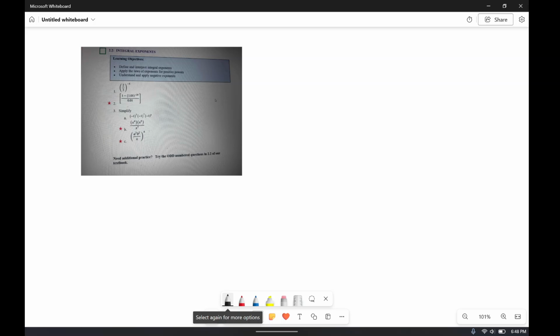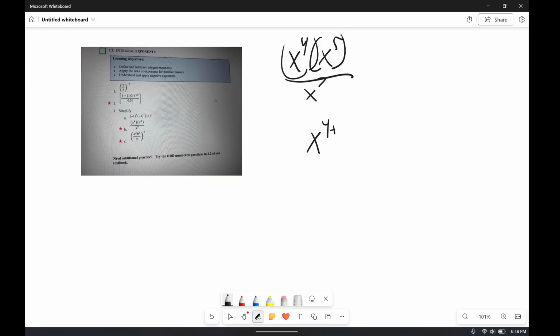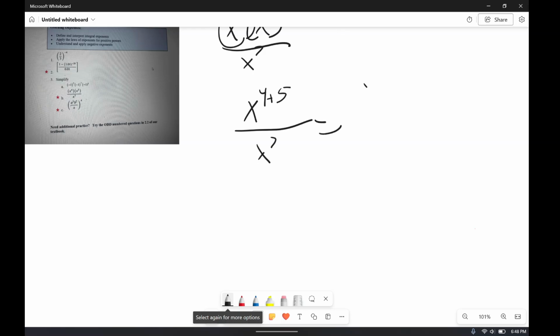Okay, so now we see that we have x to the 4th times x to the 5th over x to the 7th. We can combine the top because they're multiplying. We can just add the exponents. So this would just be x to the 4 plus 5, which is going to be x to the 9th over x to the 7th.